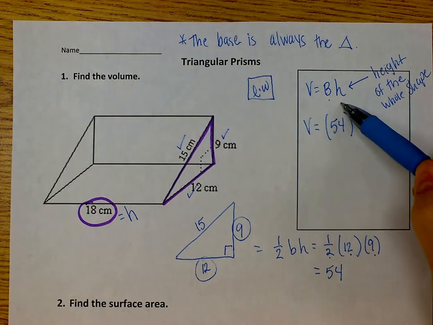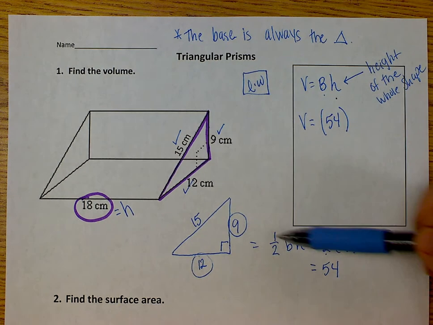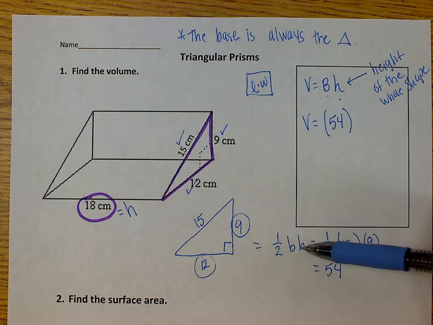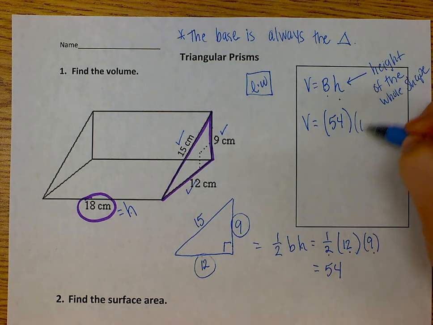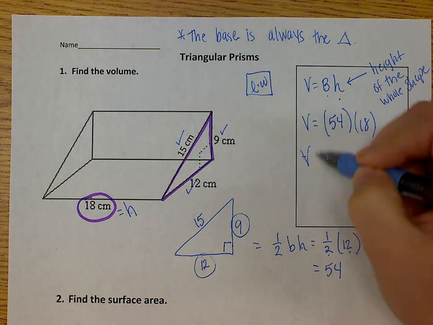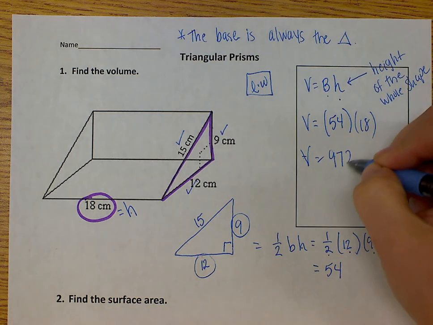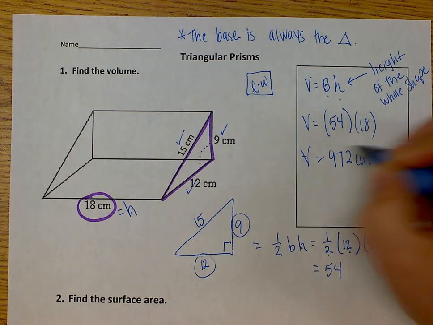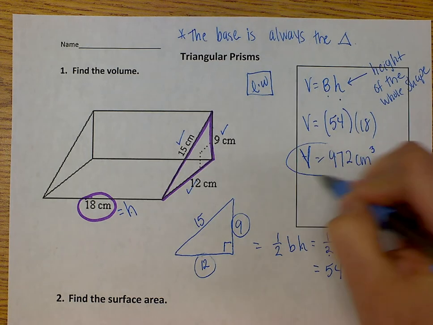So here's what's confusing. There are two heights. One height for the triangle, the base, and one height for the whole shape. This is for the whole shape, which is 18. So the volume equals 54 times 18, which gives us a total of 972 centimeters. And since it's volume, we're filling it with cubes. So this is our final answer.